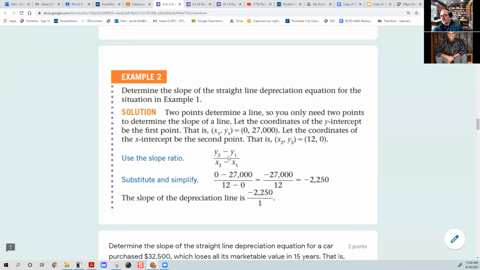All right, let's talk about the slope then. We took the y values: y2 is 0, y1 is 27,000, so 0 minus 27,000 is negative 27,000. Then we took 12 minus 0, which is just 12. We put this in our calculator. Negative 27,000 divided by 12 is negative 2,250. So the slope of the depreciation line is negative 2,250. That's how to calculate slope.